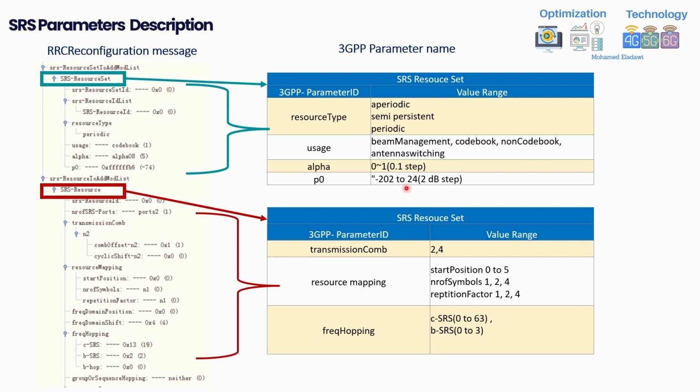But however, also increasing the value can increase the interference by 20%. So you need to be very careful whenever you're optimizing based on your network condition. Then, as I mentioned, there is something called SRS resource, which is a subset of the SRS resource set.